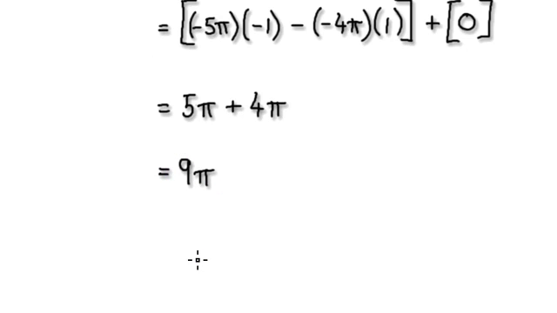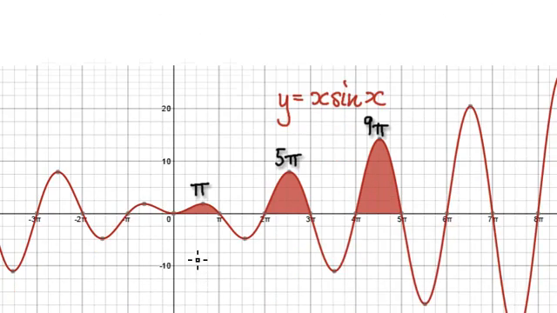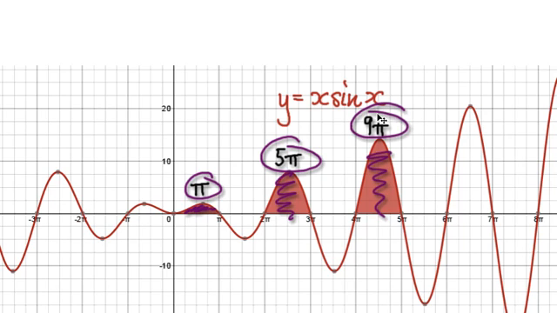Okay, so overall our graph looks like this. The area of this hump here is pi. The area of this hump here is 5 pi. The area of this hump here is 9 pi.